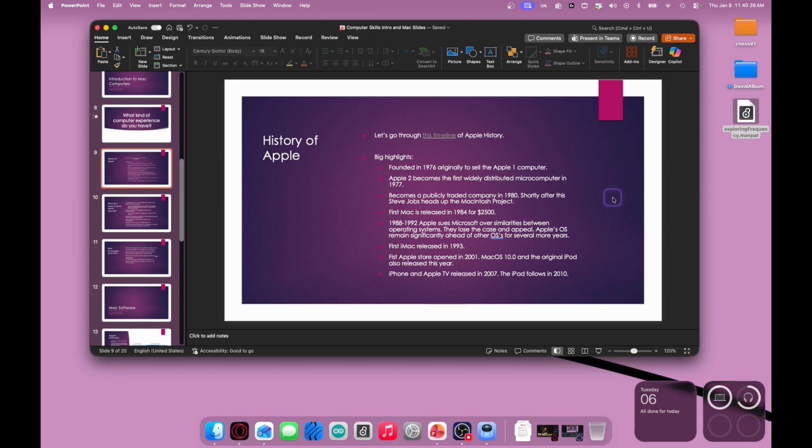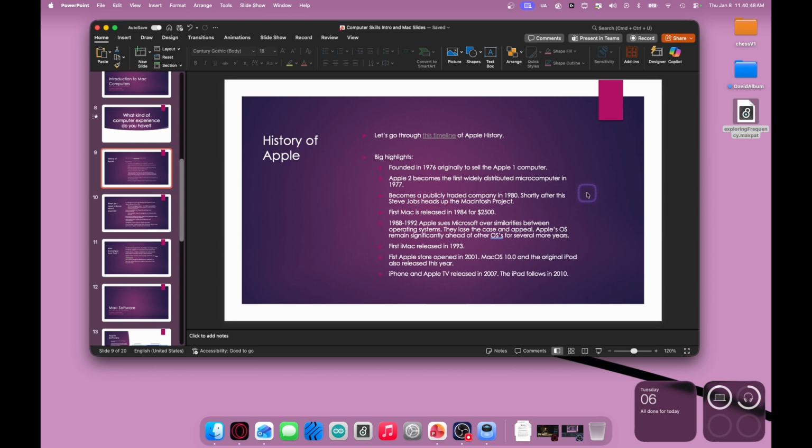That took off to the point where Apple had an IPO. It went publicly traded. I think it was $22 per share. There's a random tidbit there in 1980, and then Steve Jobs started to head up that Macintosh project, that being their main line of computers.